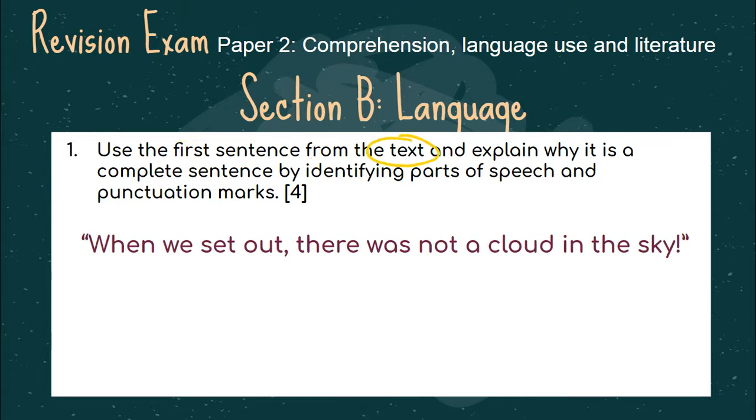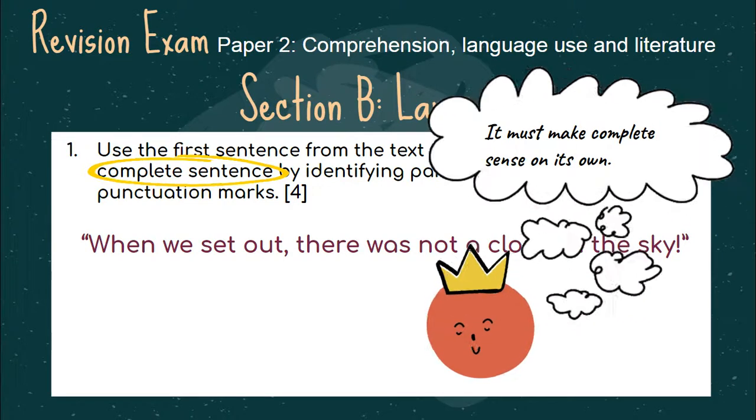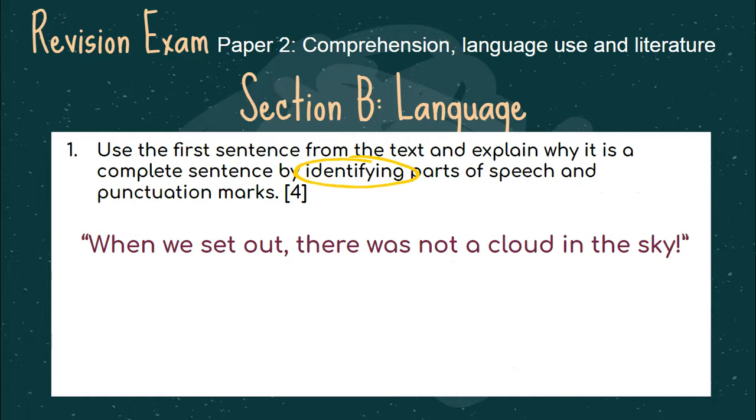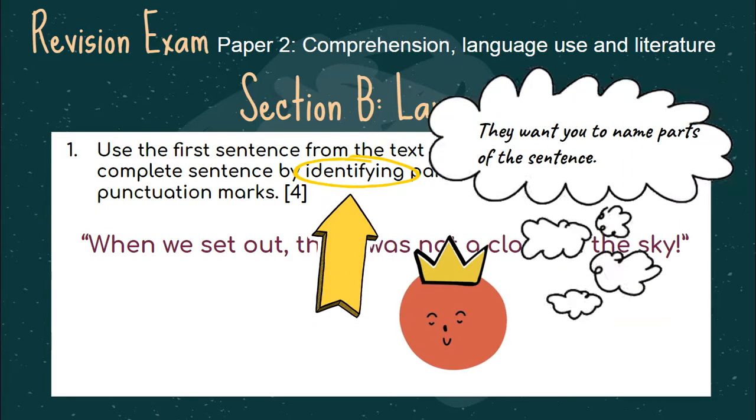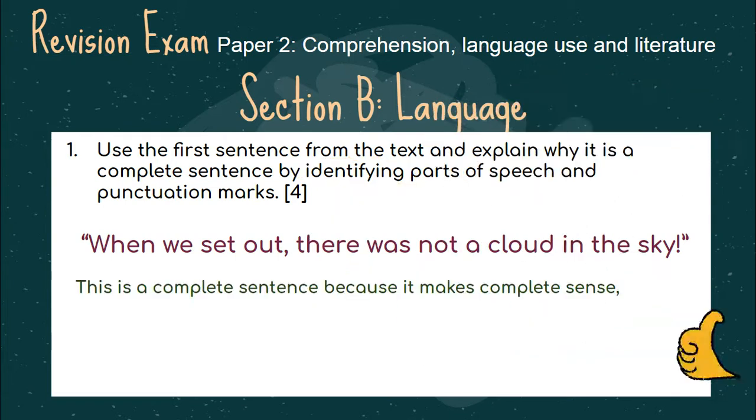Okay, so make sure that you get it from the text, and they want you to explain why a complete sentence is a full sentence. So remember, a sentence must start with a capital letter. It includes a subject doing an action. It must end with suitable punctuation, and it must make complete sense on its own. They want you to identify, to name, or to show the parts of the sentence that show that it's full. So you can name the different parts by labeling them or by listing them in a paragraph, or when in doubt, you can be thorough and do both.